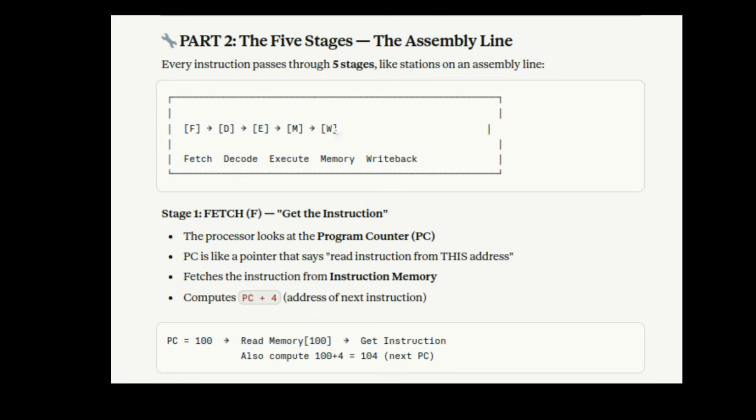Now I have already told you F, D, E, M, W are the different stages in pipelining. That is, F is the fetch stage, D is the decode stage, E is the execute stage, M is the memory stage, and W is the write back stage.